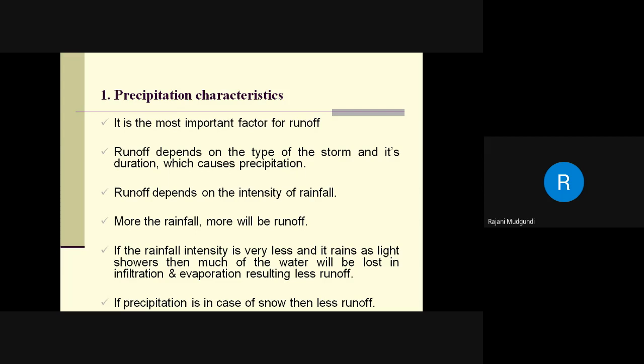If the precipitation is in the form of snowfall, then also the runoff will be less. As snowfall is there, it will not flow very easily. Therefore, the runoff will be less.